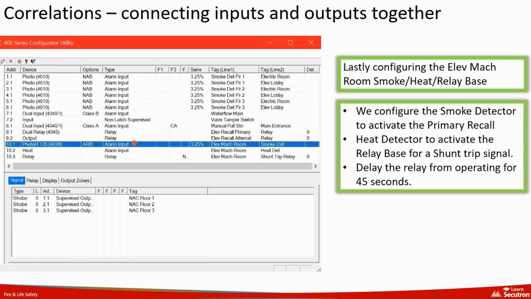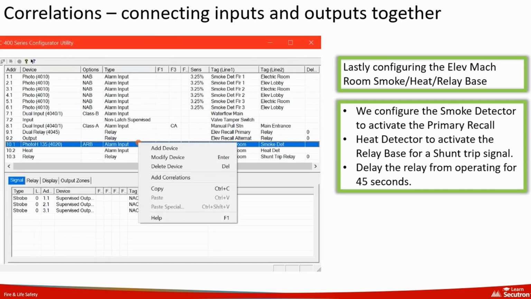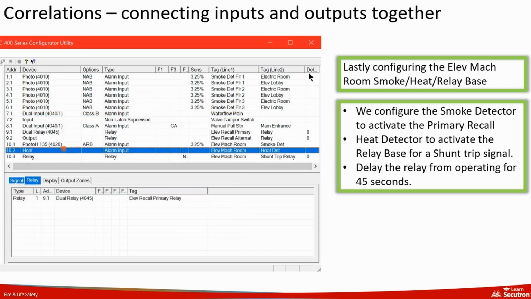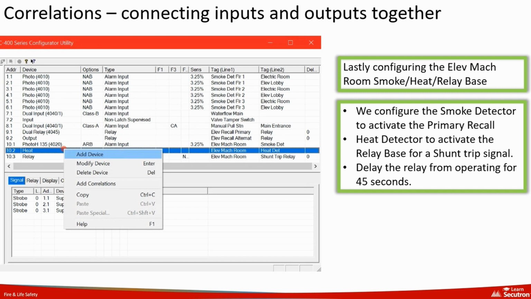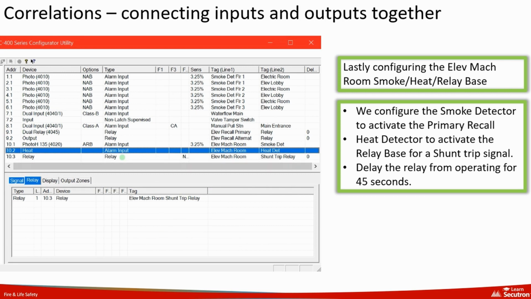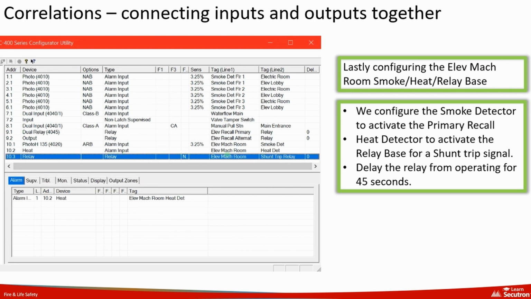Lastly, let's configure the elevator machine room smoke sensor, heat sensor, and relay base. We configure the smoke detector to activate the primary recall relay. Next, we configure the heat detector to activate the addressable relay base to provide a shunt trip signal. We can also add a 45-second delay to the shunt trip relay activation, allowing time for the elevator to reach the primary landing before triggering a power shunt operation. All of these programmable points exist only using one physical address on the loop and one physical device location.